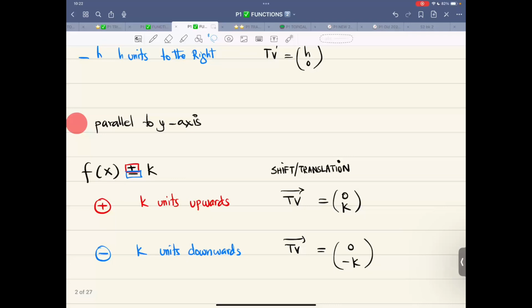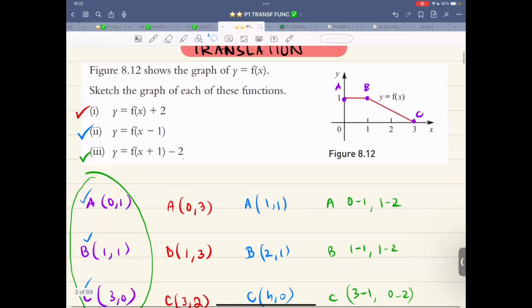Let me go to the other PDF and have a look over here. Sketch the graph of each of these functions. y equals f(x) plus 2. Now there are three major points. The transformation is all dependent on these three points. If you move them, the whole graph will get shifted. So if A is (0, 1), the red one is a movement of 2 units up. The x-coordinate remains the same. The y-coordinate gets increased by 2.